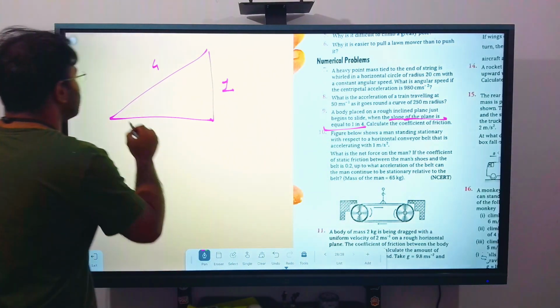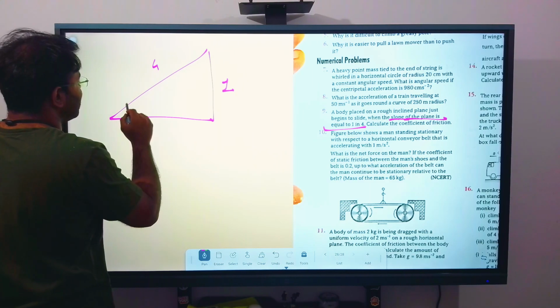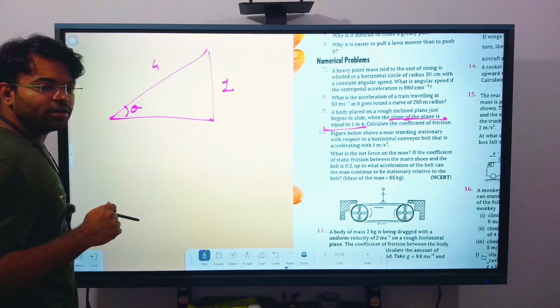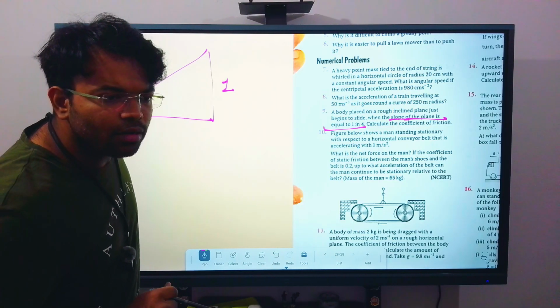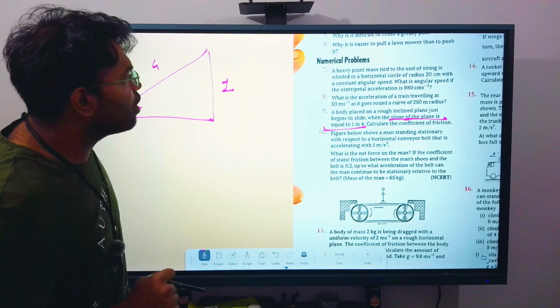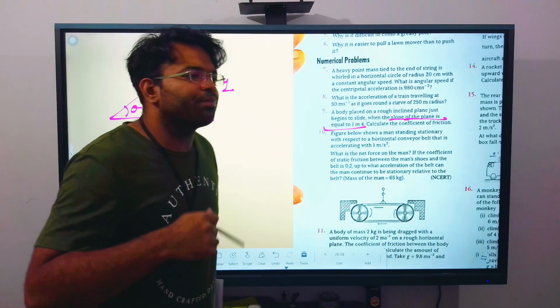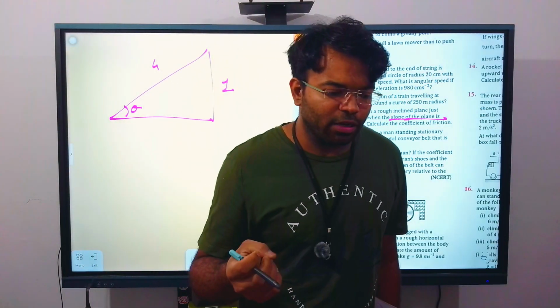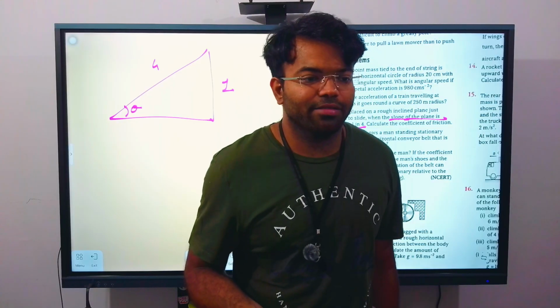Okay. So let's call this theta. The coefficient of friction is tan theta, right?